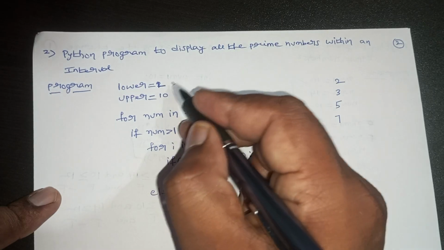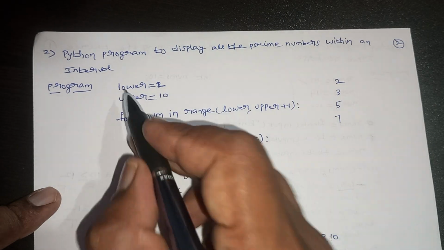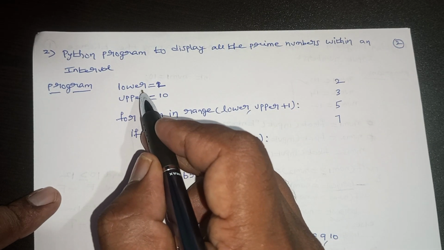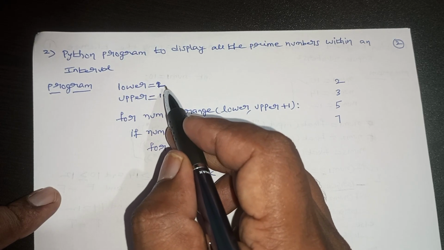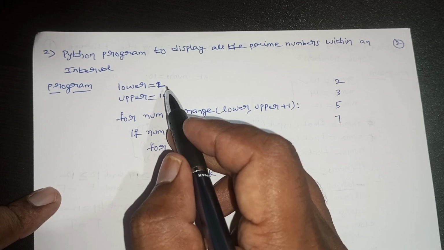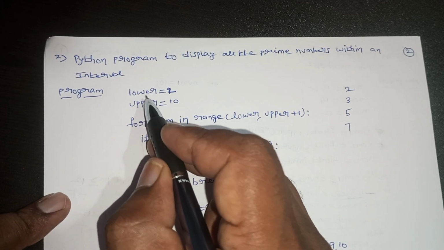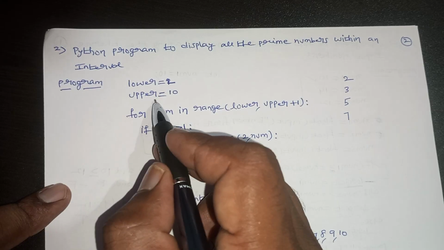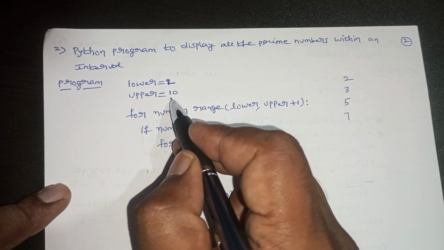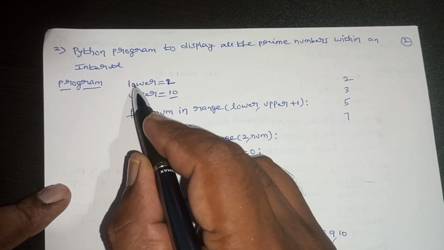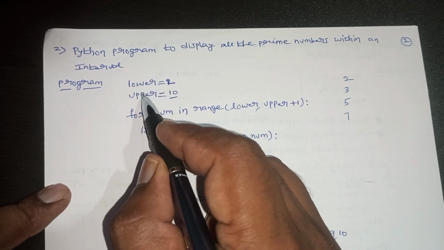I have taken two variables. What is the first variable? Lower is a variable of type integer. Why? Because on the right-hand side I have taken 2, and 2 is an integer. Now coming to upper: upper is also an integer variable. So lower and upper are the integer variables.